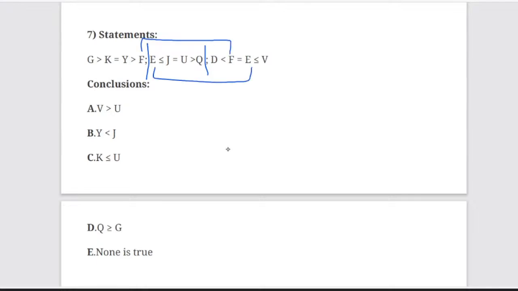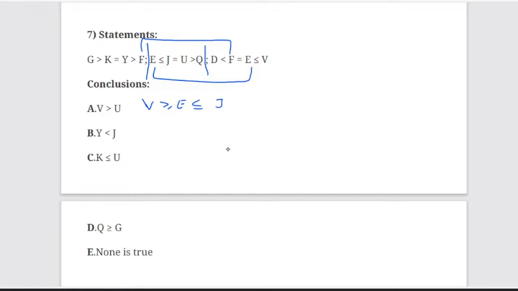Now, V is greater than U. V is there in the fourth one, third statement. V is greater than U. U is there in the second one. So from second to third we can go via E. So V is greater than equal to E. E is less than J. If there are two opposite symbols, no relation will be established. Y is less than J.